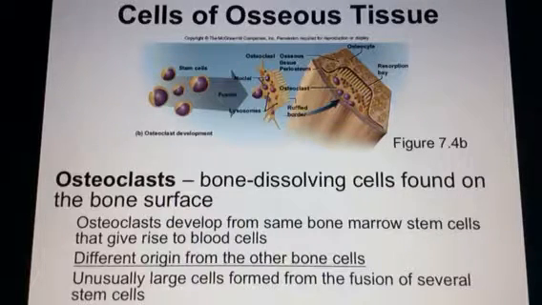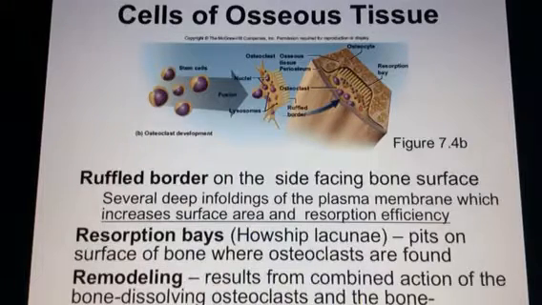They do develop from the same stem cells that give rise to blood cells, and they have a different origin other than from the other bone cells, which makes sense because they're setting out to destroy them. So it makes sense that they would come from a different place. They are unusually large cells, and they come from the fusion of more than one stem cell. So they usually have 3 to 4 nuclei, but some can have up to 50.